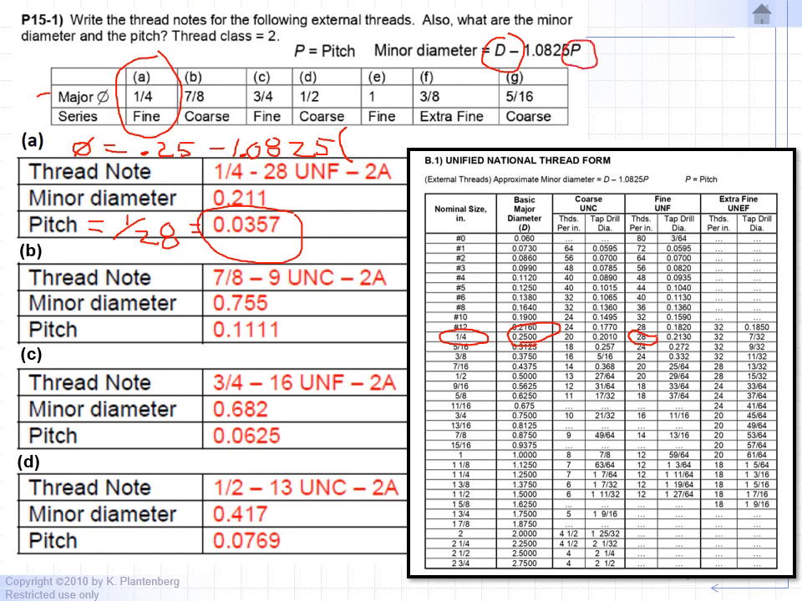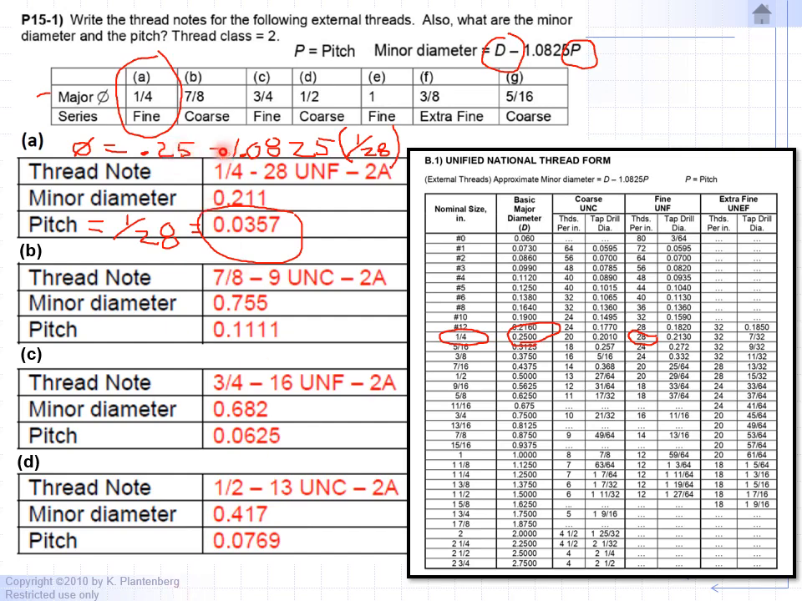The pitch we already know is 1/28, or 0.0357. Either one will work. And those are our numbers for the formula. So all we have to do is do the math.